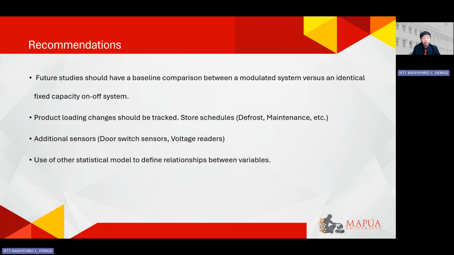And based on those additional parameters or variables, other statistical models could be used to define the relationship between the variables, because we are entirely limited to multiple linear regressions, given the limitations that we have in a study. It would definitely help to use other statistical models to define the relationships of each and every variable that affects the suction line temperature or the capacity of the system.